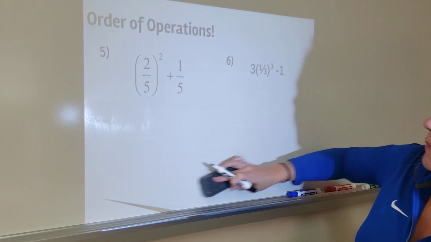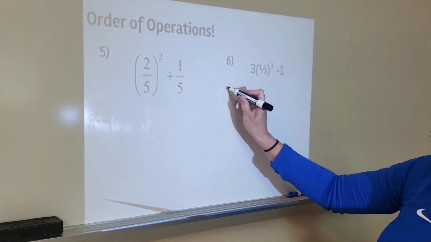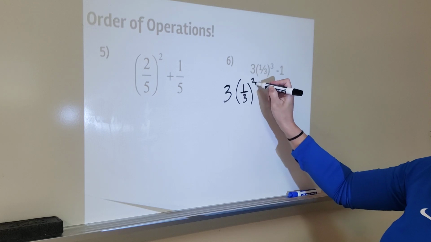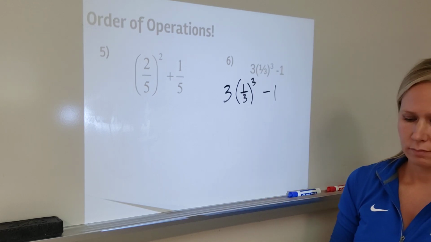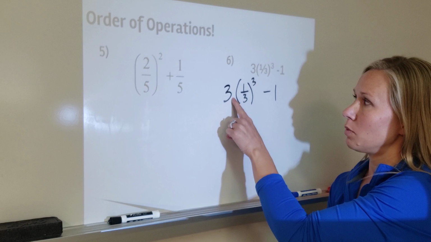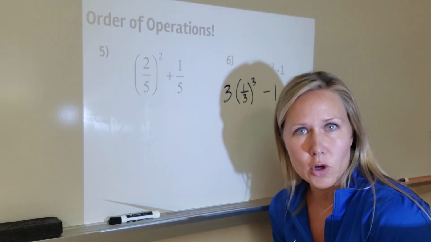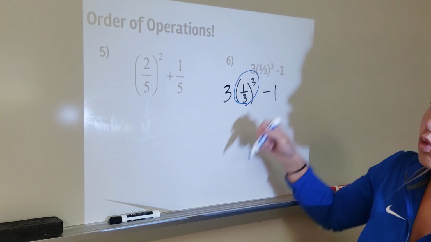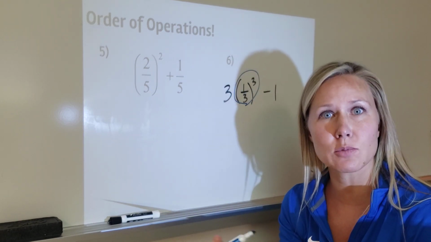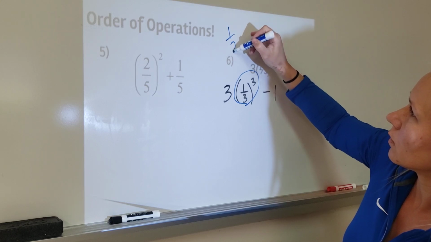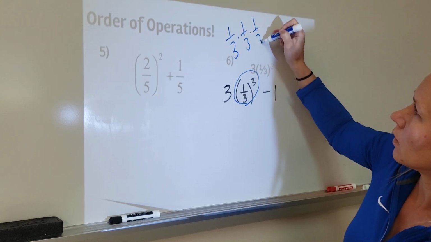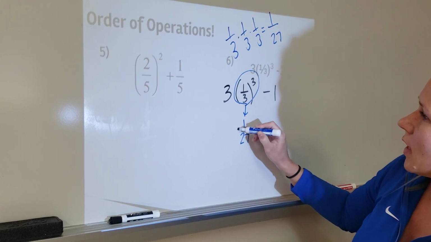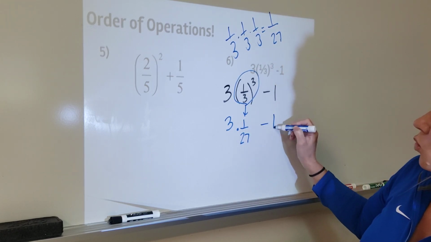Let's try another one like that. Here on 6, we have 3, and I'm multiplying it by 1/3 to the third power, subtract 1. Okay, so we got different operations. We got multiply, exponent, and subtract. So follow your order of operations, exponent first. Write it out: 1/3 times 1/3 times 1/3. Do you see how that'd be 1/27? So this changes to 1/27, multiply by 3, subtract 1.